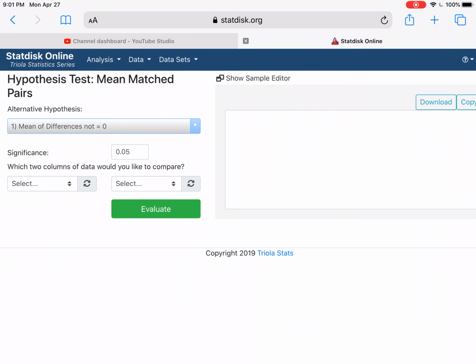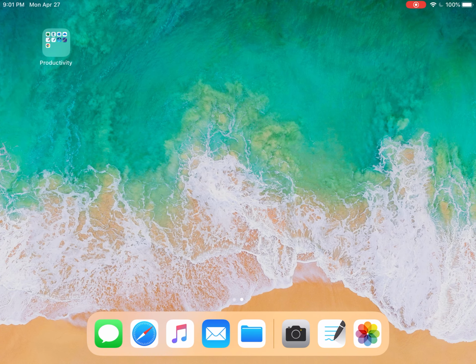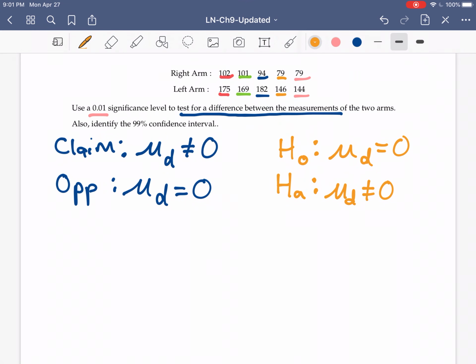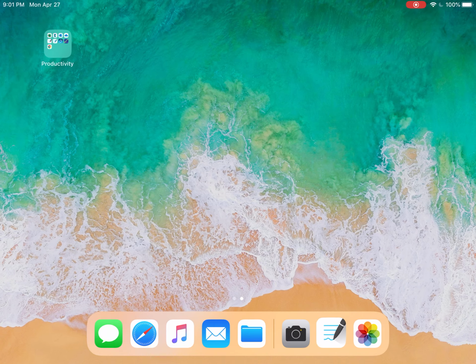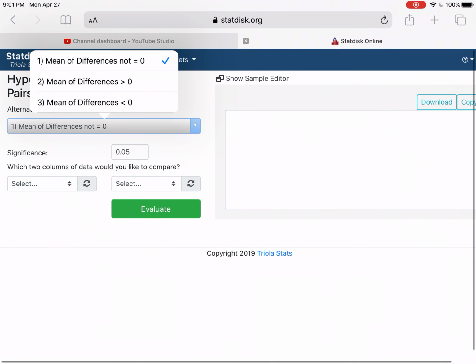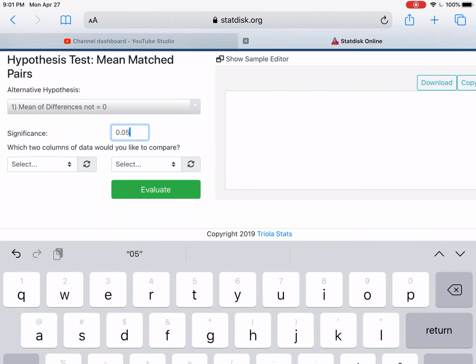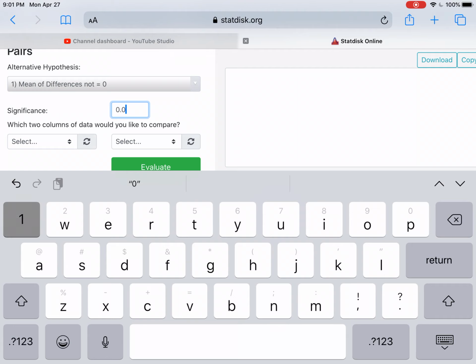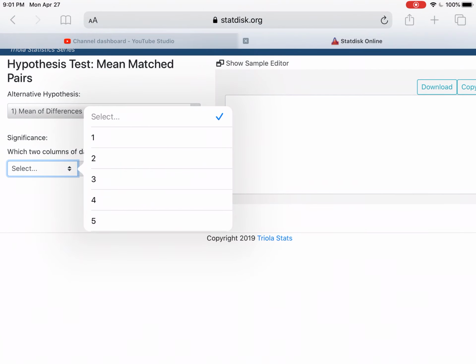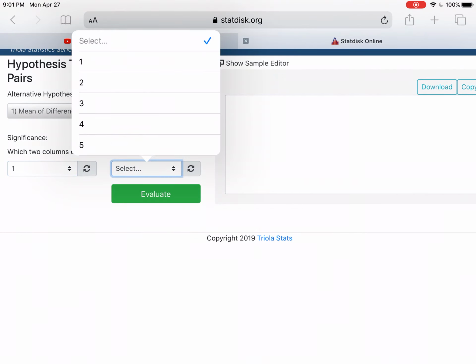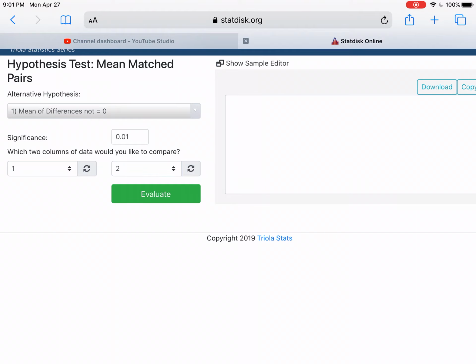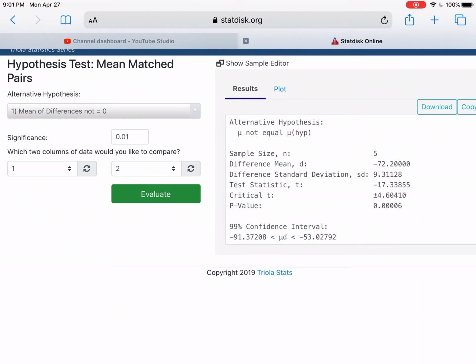Our null hypothesis was that the mean of the differences is equal to 0. Our significance level, I actually do not recall, so let's jump back and look at that. Our significance level, alpha, is 0.01. So that was right up there. We are comparing column 1 and column 2. And so now we evaluate that.